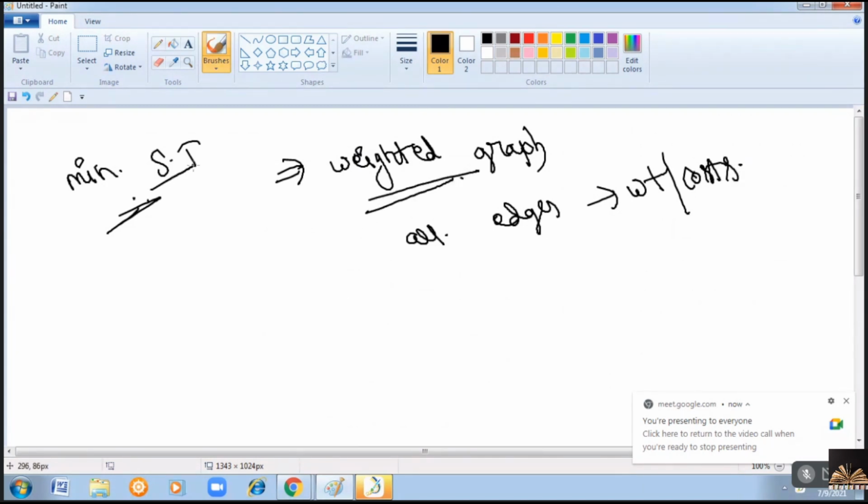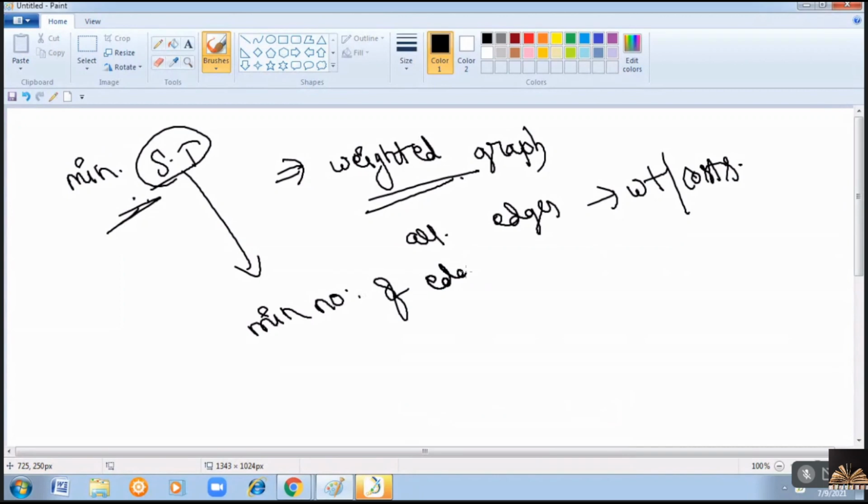So spanning tree itself means what? You have to consider the minimum number of edges. But when you are considering the edges, the total weight of the edges should be the minimum for a minimum spanning tree. If you construct a spanning tree such that the weight of the spanning tree is minimum, then we'll call it a minimum spanning tree.